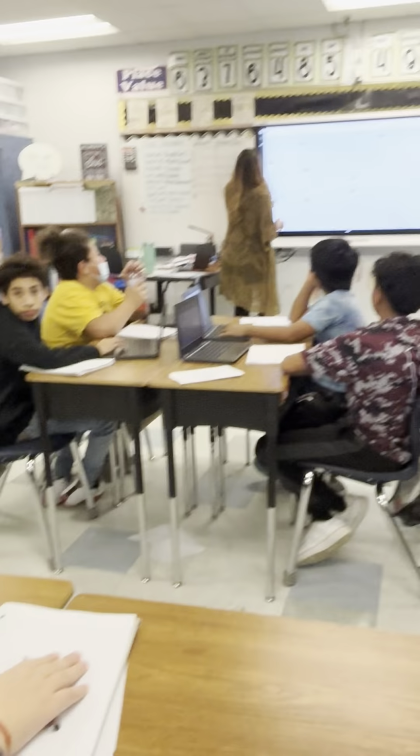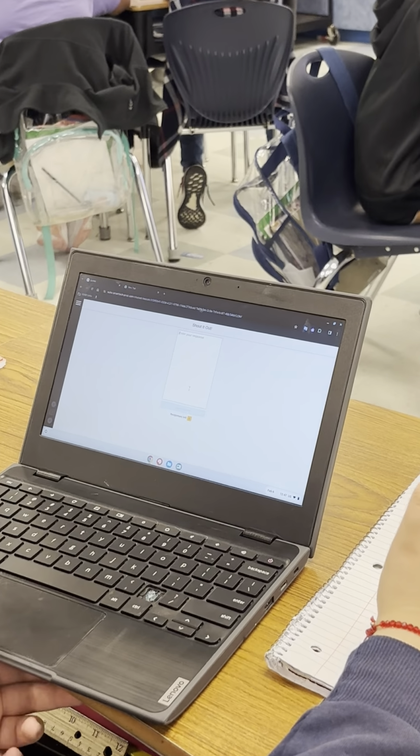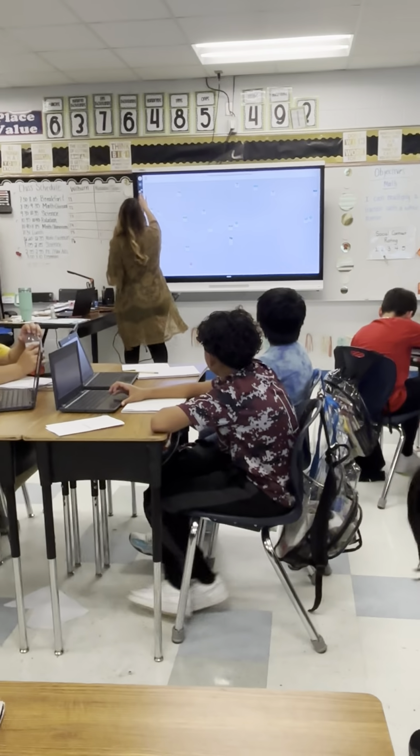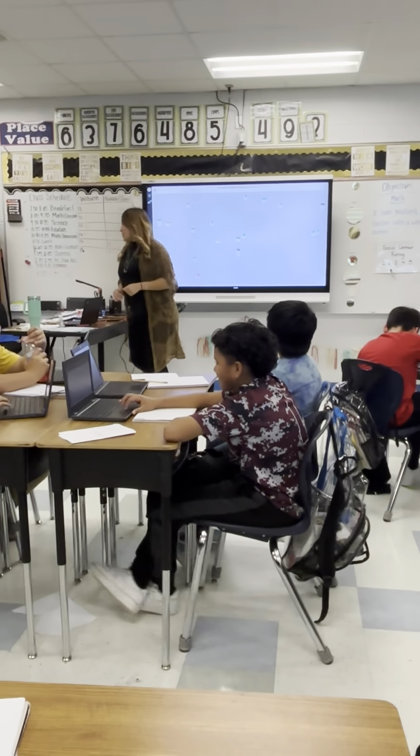Go to slide 19, and you should see some fraction strips. Teacher mode. I'm still on teacher mode? No. What that says, student mode? Hold on. Okay.